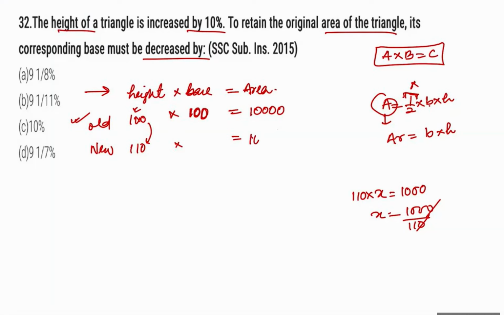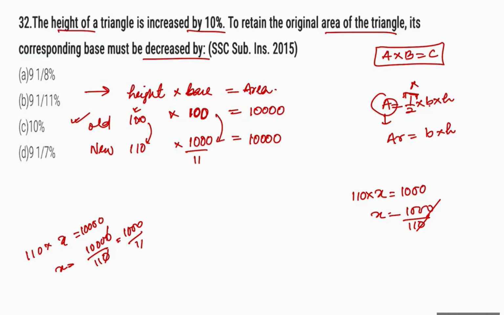The area is 10,000, so we multiply. 110 into x, so x is 10,000 divided by 110, 0, 0 cancel, 11. 10,000 by 11. This is the answer, so the base decreases by approximately this percentage.